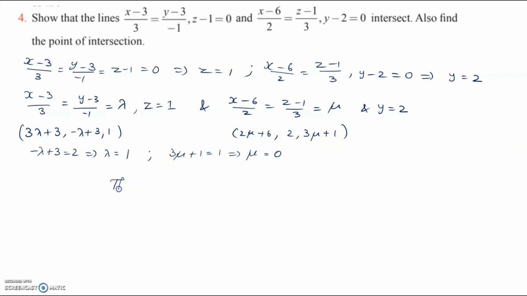So the point of intersection is 6, 2 and 1. That's the answer.